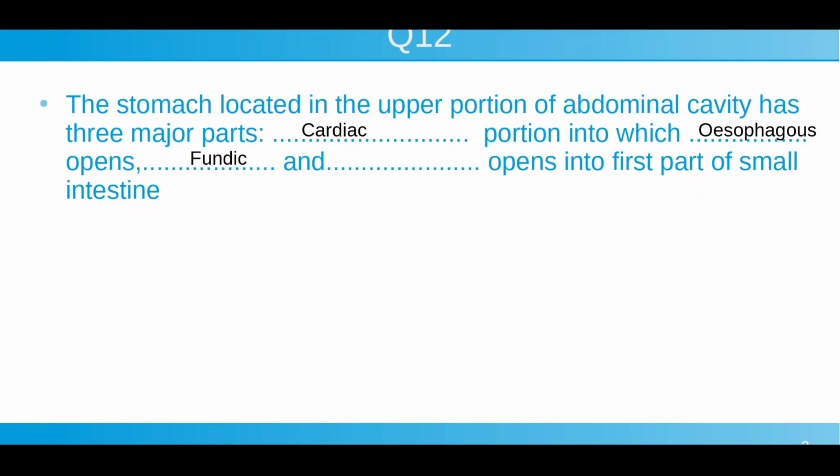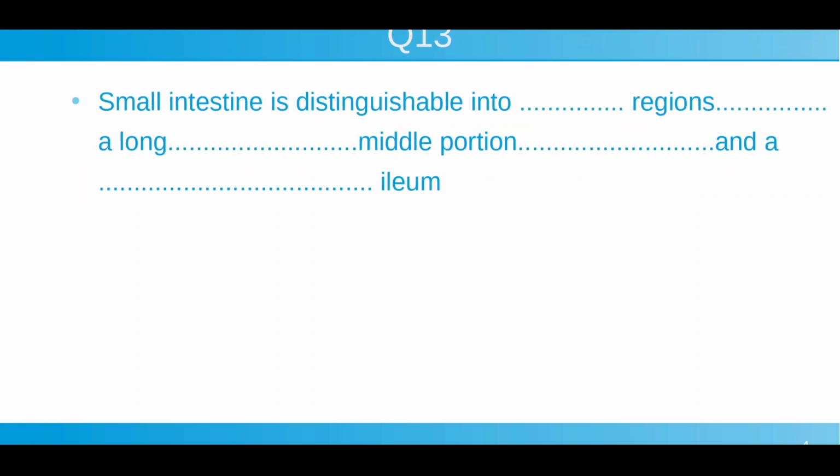Next is fundic and the next is pyloric. So the second part of the stomach is fundic and the third part is the pyloric. Pyloric opens into the first part of the small intestine. You know your small intestine is divided into three major parts, duodenum, jejunum and ileum. So the pyloric will open into the duodenum portion of the small intestine. Very important, it came in NEET also. Remember this.